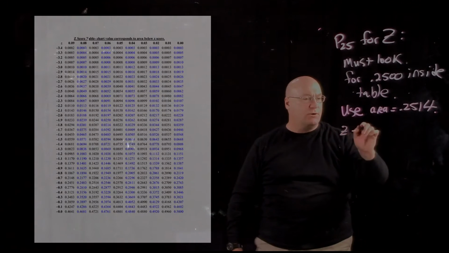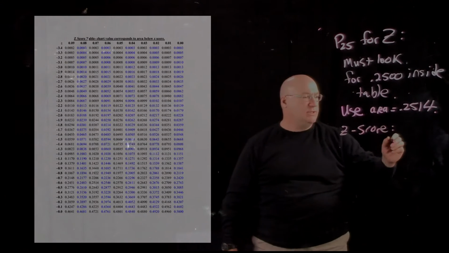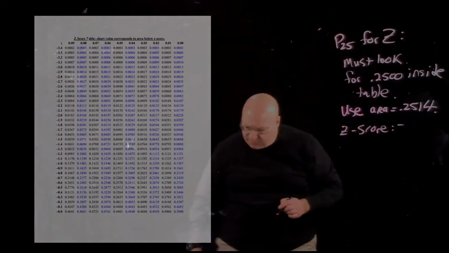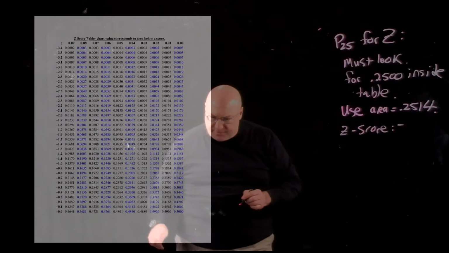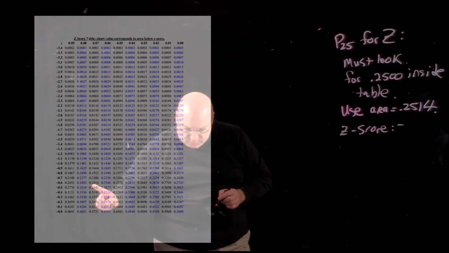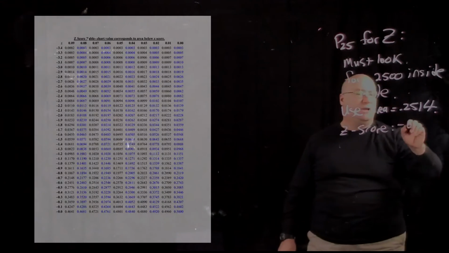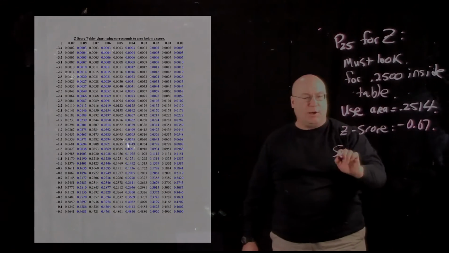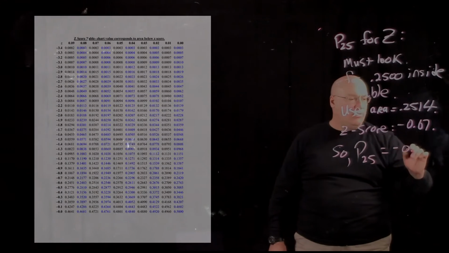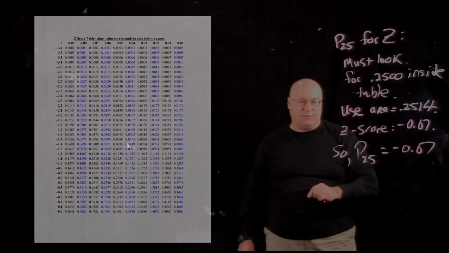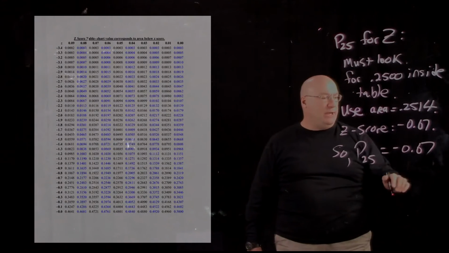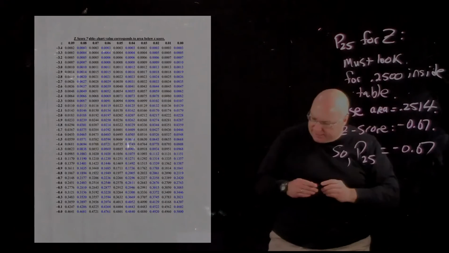And what's the z-score? If you looked at it, it was negative 0.67. I think it's negative 0.67, right? Yeah, I have in my notes negative 1.67. No, negative 0.67. So P25 equals negative 0.67. And the equals is not exactly right. It's close. We're just off by a little bit. Okay, let's do the next one.